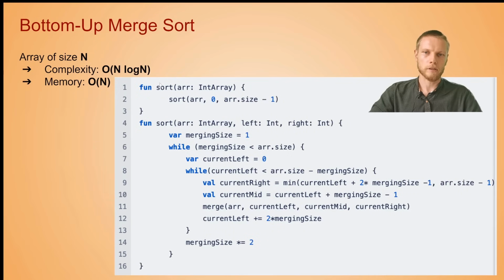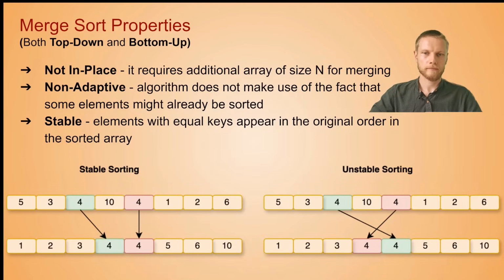And here is the source code for bottom-up merge sort. Instead of recursion, we have nested loops here. The first while loop goes over merge sizes, and on each iteration we multiply the merge size by 2. So first we are merging single elements, then we merge pairs, then arrays of 4, and so on. The internal loop just does the merging of all subarrays of the specific merge size.